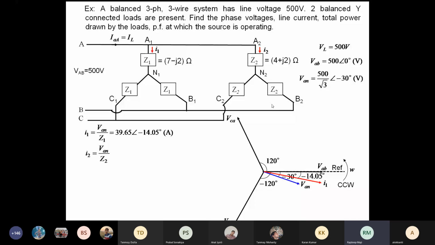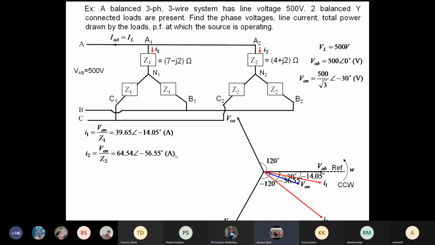The angle is 64.54, minus 56.56. Where is it located? The 64 degree angle, minus 56 degree. Somewhere here it is located, magnitude-wise larger than I1.